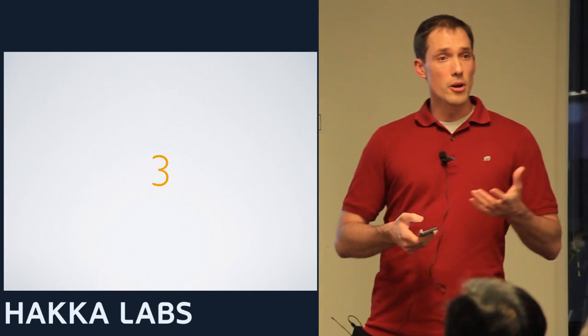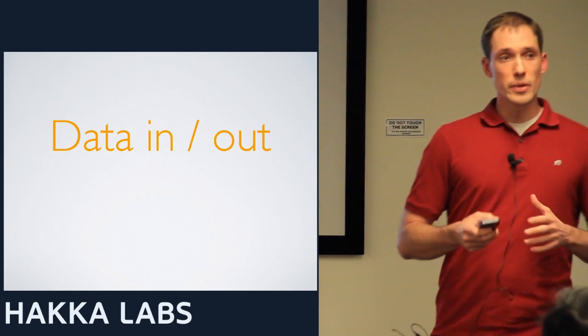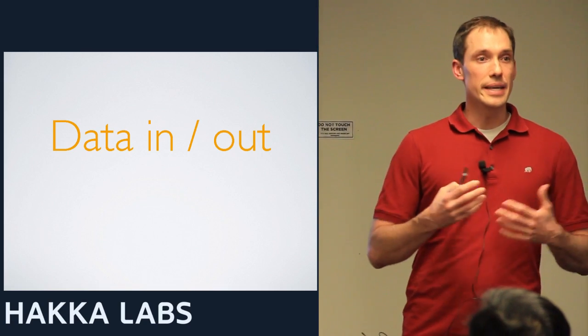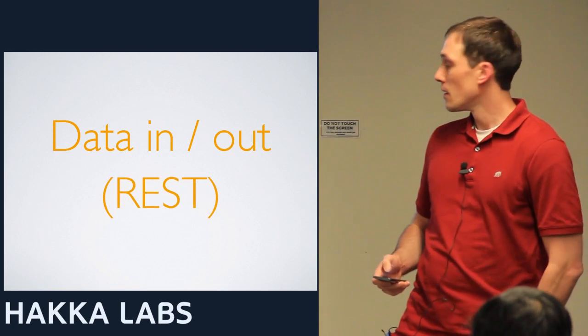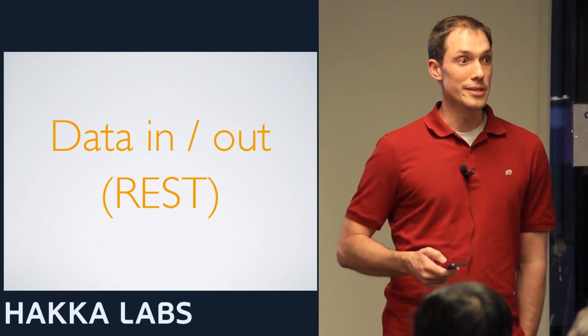So in summary, there are three main categories of functionality that we need to build. First, we need a way to get data in and out of our system. And again, doing so via REST is probably the most elegant way to go about this.